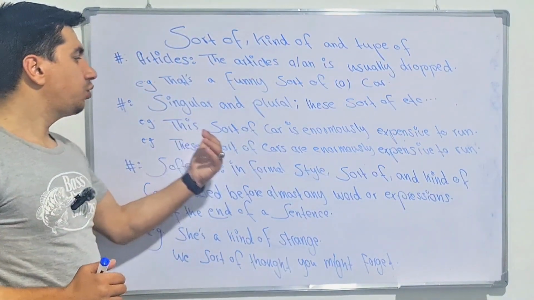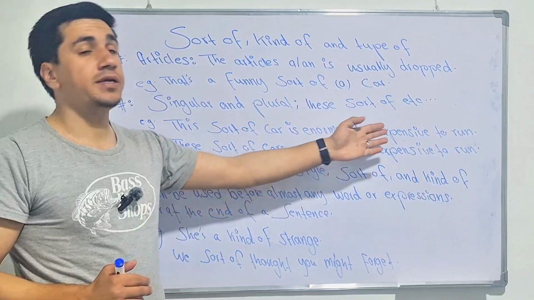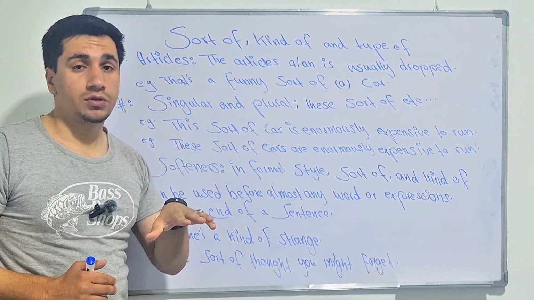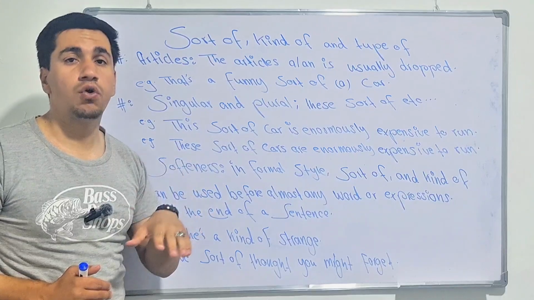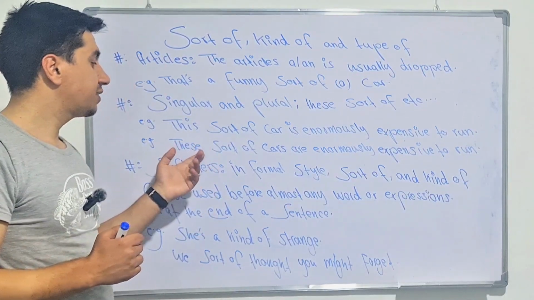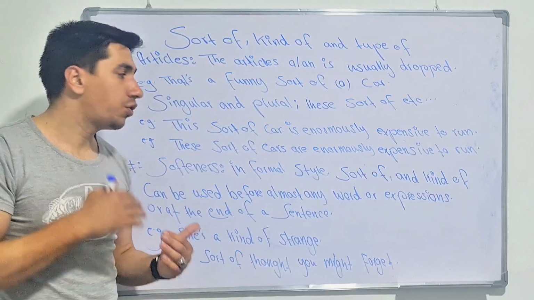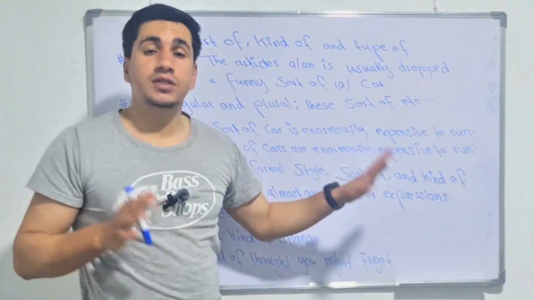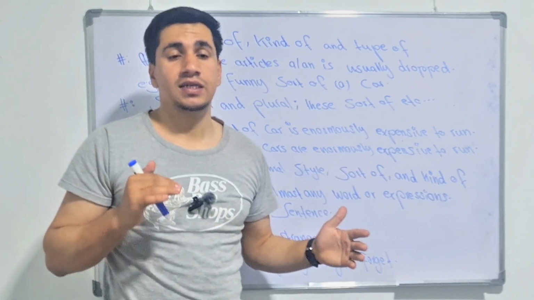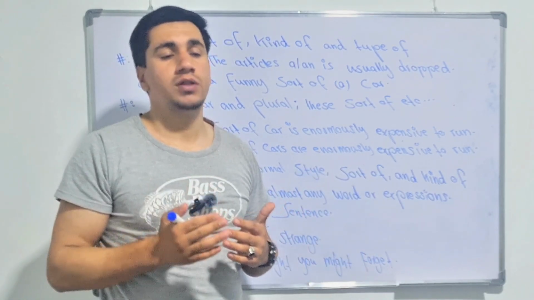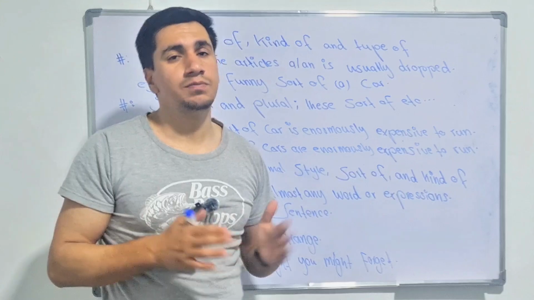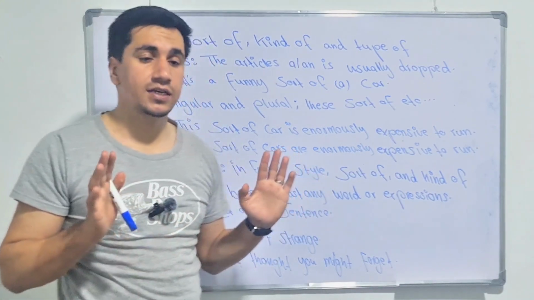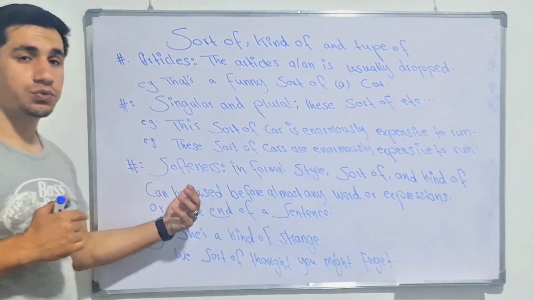Let's jump right into some examples. "This sort of car is enormously expensive to run." Listen here. The first sentence is formal. The second sentence we have is "These sort of cars are enormously expensive to run." I'm not saying this is totally incorrect, but it is not going to be very formal. So in a formal context, in a formal style, it is always a priority to avoid using them. That's it. We're going to the next one.